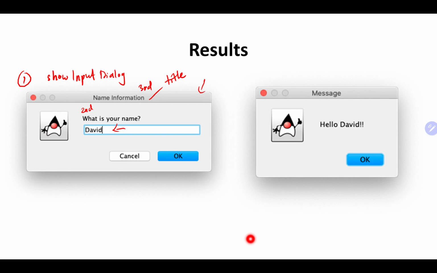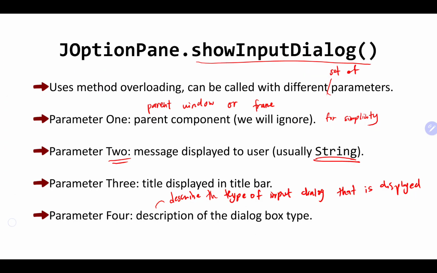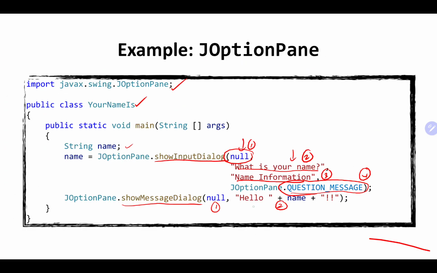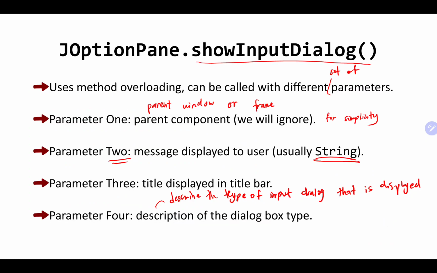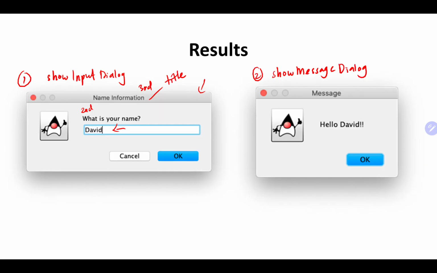So the second one we have JOptionPane.showMessageDialog. So basically for show message dialog, what we want to do is display hello and display name. So what is this name? It is the answer that the user input here. So that's why it's going to print hello first, and then it's going to print the name and the exclamation mark. Okay, so basically when you input the name here and you click OK, then it will display show message dialog.